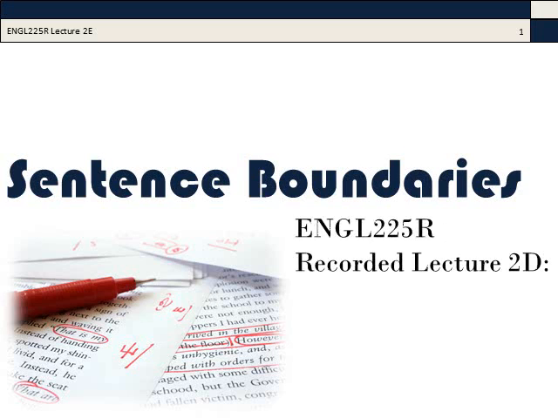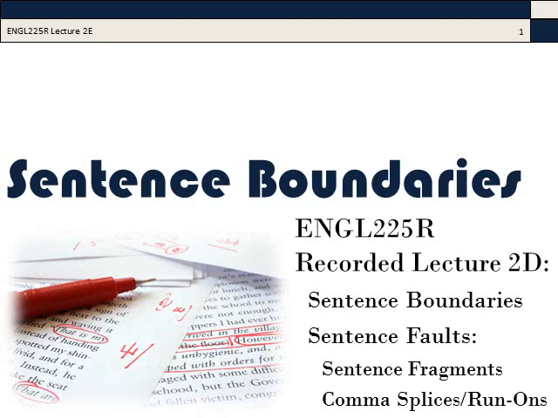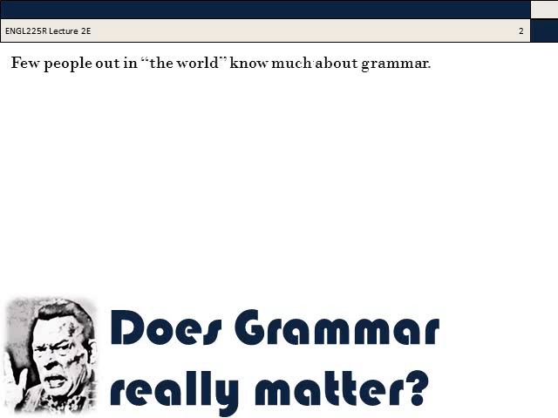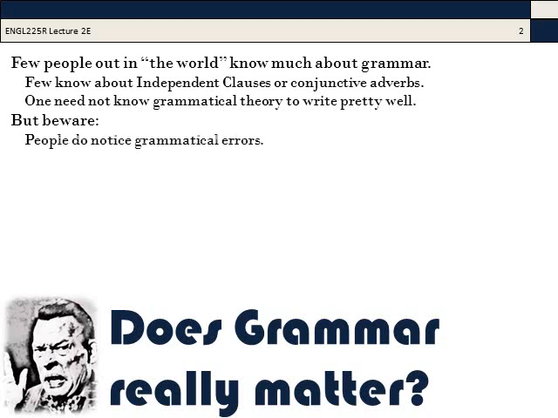In our last lecture for the week, we're going to dip into grammar, sentence boundaries, and sentence faults, which consist of sentence fragments and comma splices or run-ons. Have you ever wondered whether grammar really matters out there in the world? Few people that you talk to in the street will know what an independent clause or a conjunctive adverb is. And one doesn't need grammatical theory in order to write pretty well. But beware, people do notice grammatical errors.